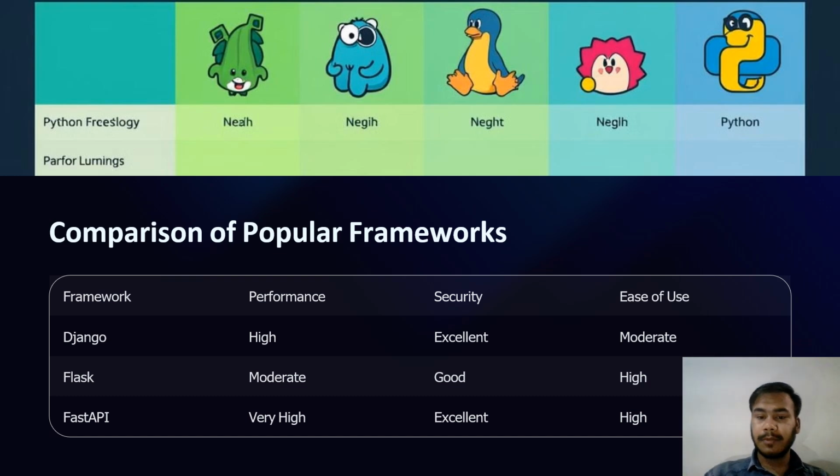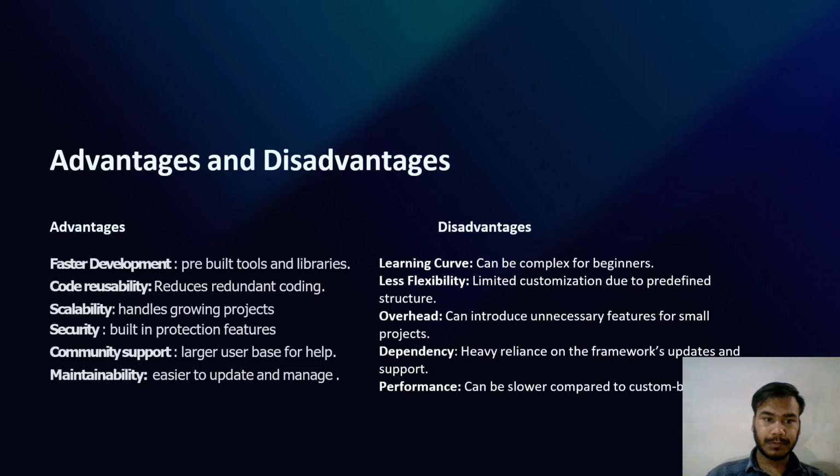On the basis of security, Django provides excellent security, and Flask provides good security but not as good as Django. FastAPI also provides excellent security. On ease of use, Django is moderate. It is not as good as Flask and FastAPI. Flask and FastAPI are easier to use for users.